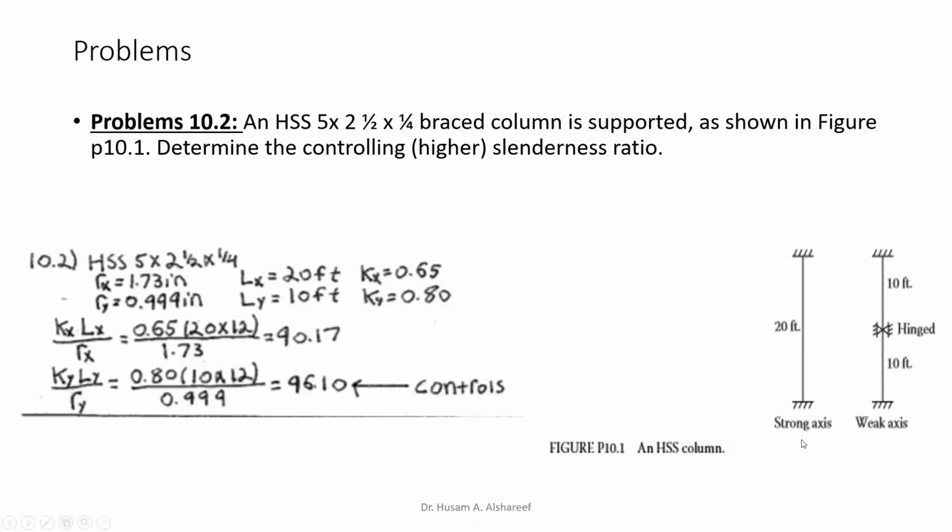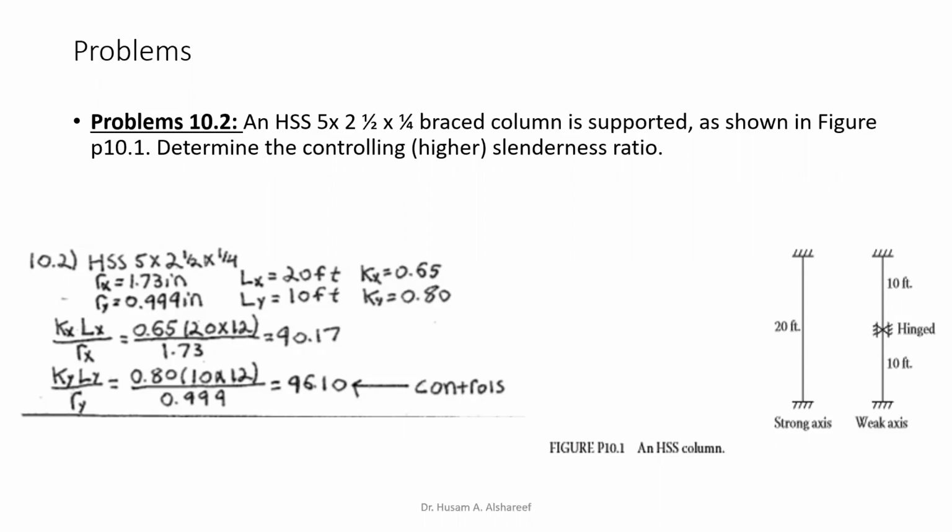So this is the same column. For the strong axis, it's free sway, and for the weak axis, it's prevented, with a hinge. If you go to page 454 and find the section given here, we're given 5 by 2.5 by a quarter, and then pick up the Rx from it.